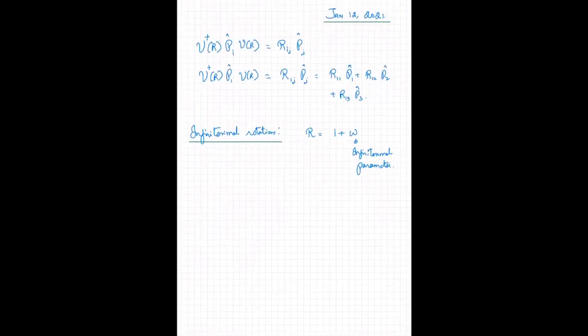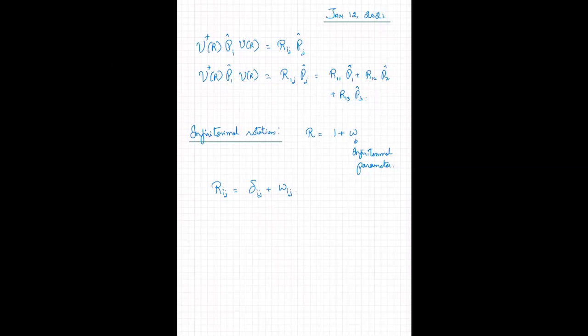But again, R is a matrix, and a matrix has indices, a row index and a column index. So if I write it as an index equation, I would write R_ij equals delta_ij plus some omega_ij.